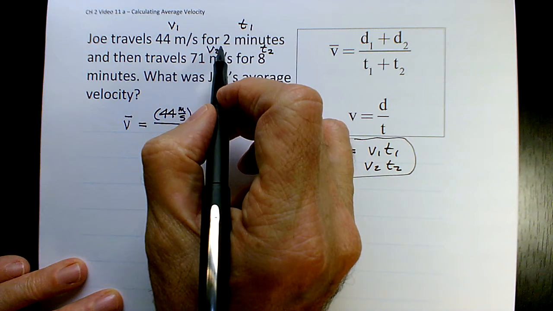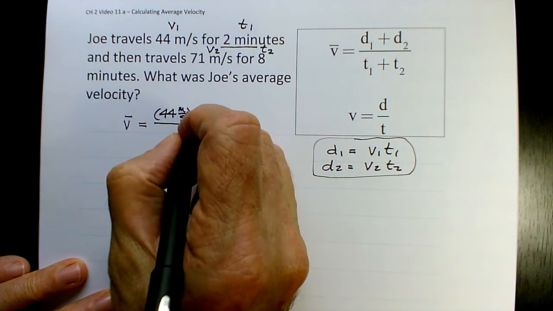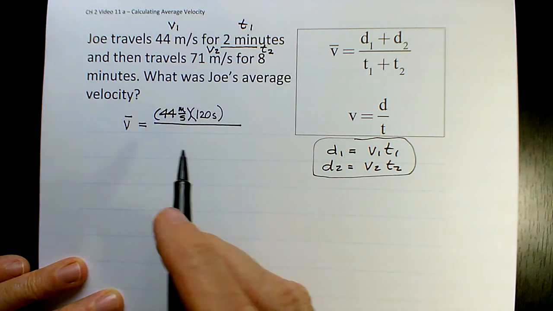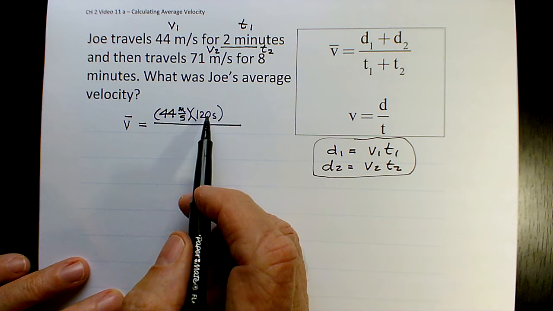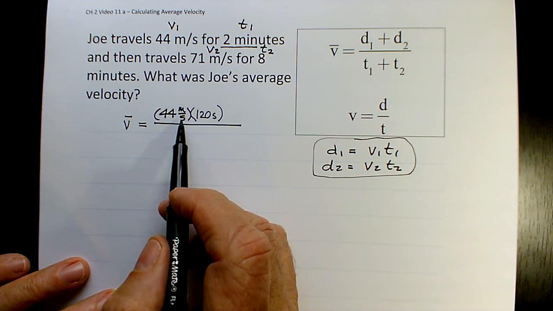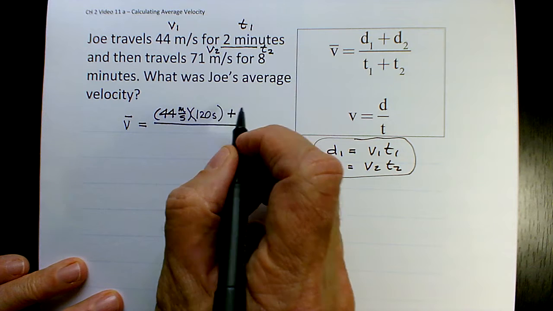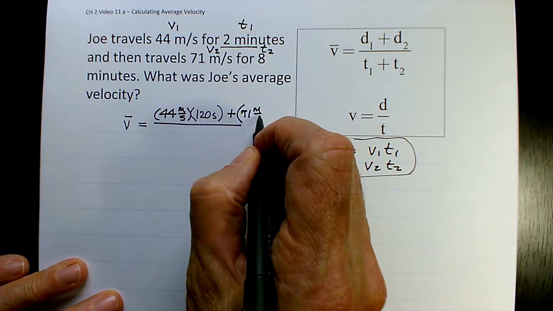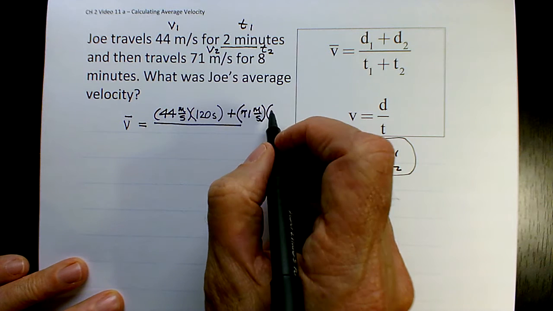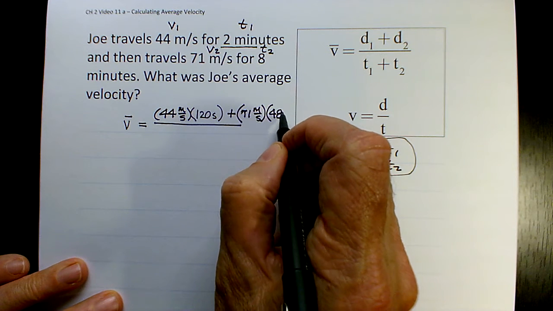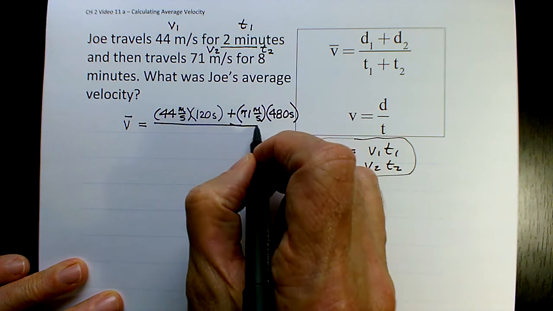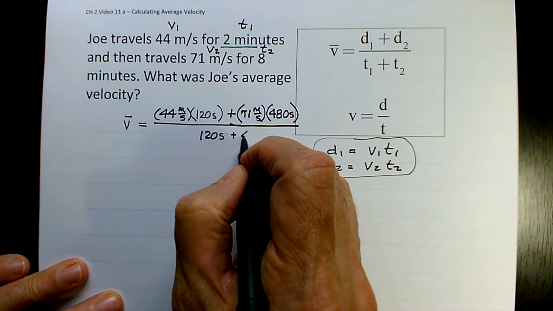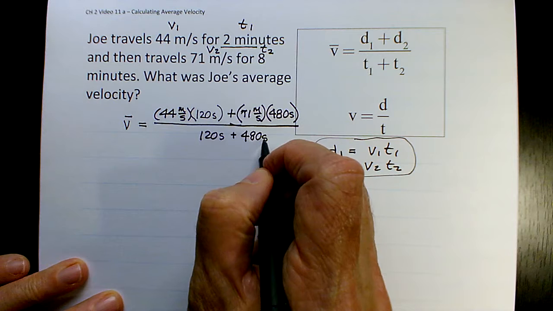And we have to change this to seconds, 120 seconds, multiplying 2 times 60, in order to get our units in the same system, make our units consistent. And then d2 is going to be 71 meters per second times 8 minutes, which is 480 seconds. All of it divided by 120 seconds plus 480 seconds.